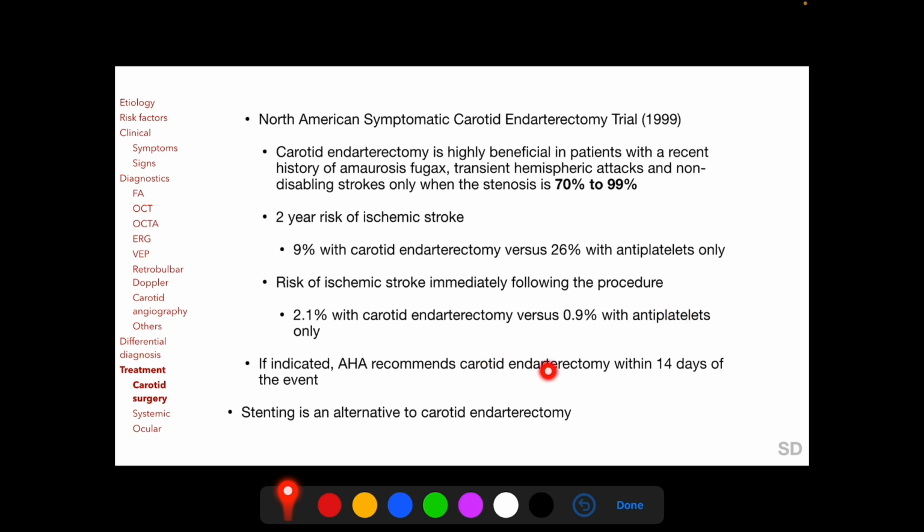And if carotid endarterectomy is indicated in a patient, the American Heart Association recommends that the procedure be performed within 14 days of the event, either a transient visual loss or a transient ischemic attack. Stenting of the carotid artery is an alternative to carotid endarterectomy, but it has not been extensively studied in patients with ocular ischemic syndrome.